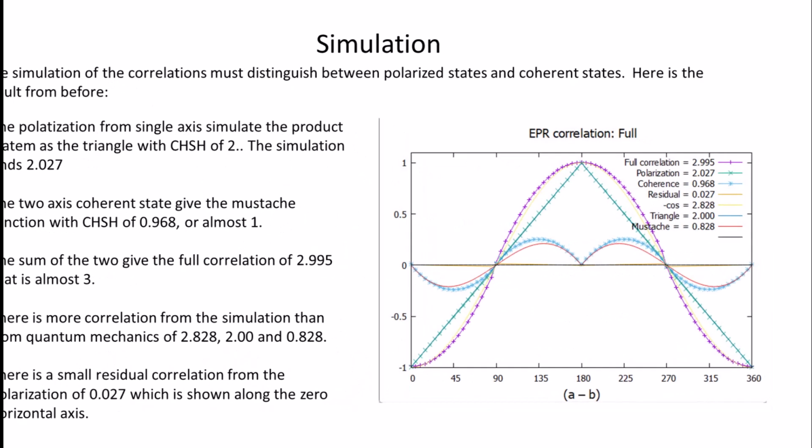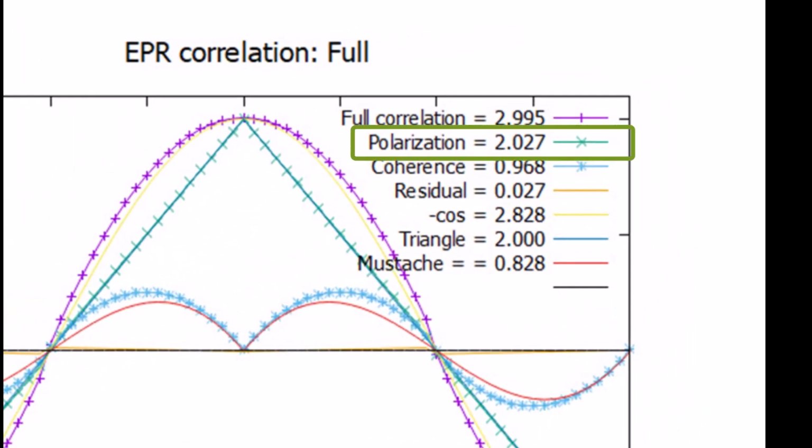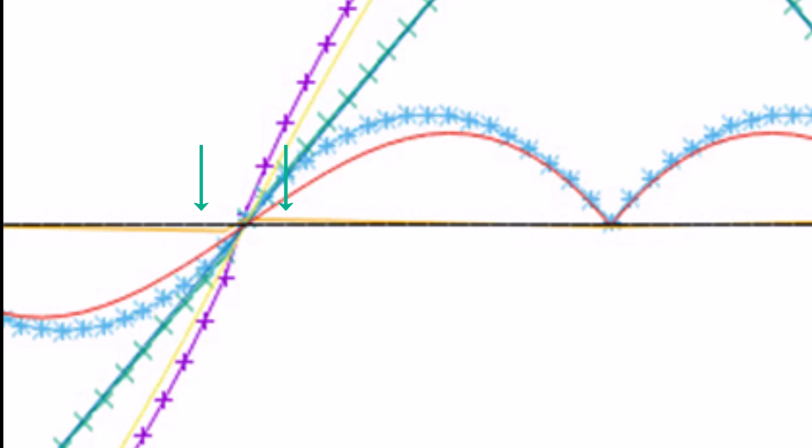The simulation of the correlation must distinguish between polarized states and coherent states. Here is the result. The two single axes for polarization simulate the product state with a CHSH value of 2. Actually, the simulation finds a CHSH value of 2.027. This is of interest because the product state for polarization simulates a small violation of Bell's inequalities, thereby violating his theorem.